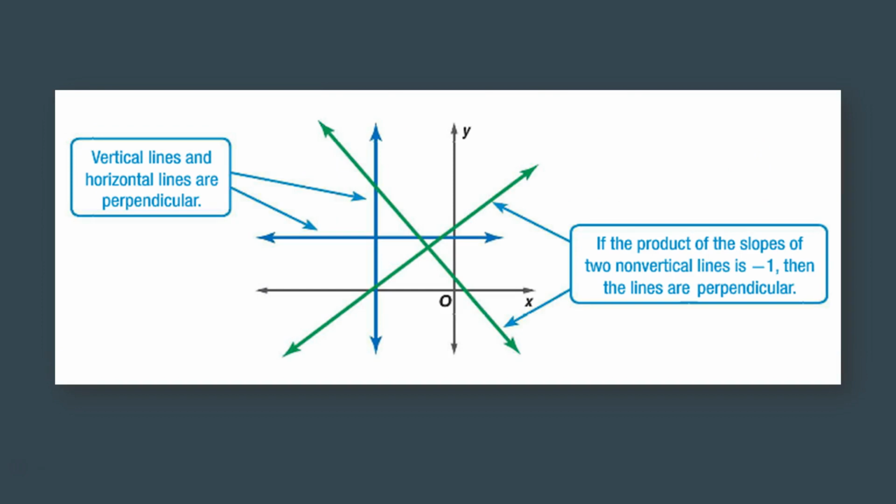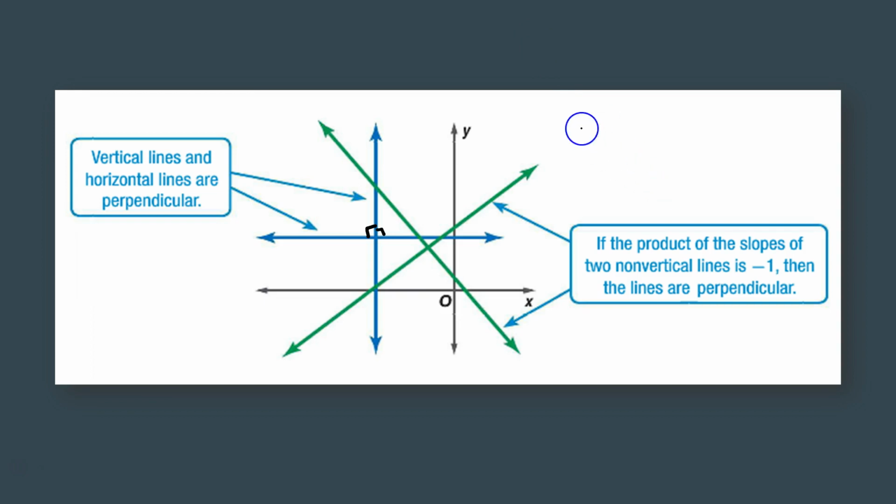Alright, so vertical lines and horizontal lines are perpendicular. As you can see here, they cross, and they also make 90 degrees all around. If the product of the slopes of two non-vertical lines is -1, then the lines are perpendicular.